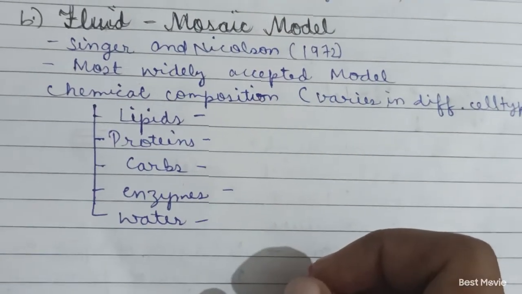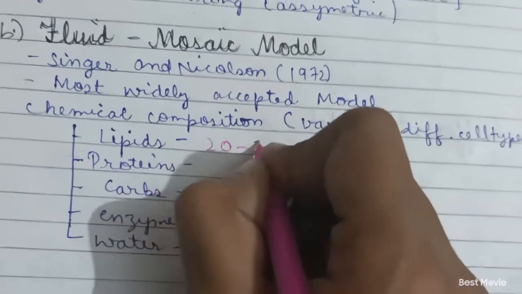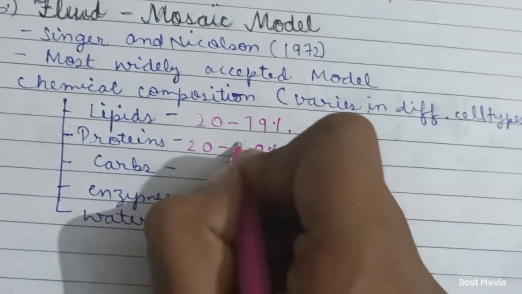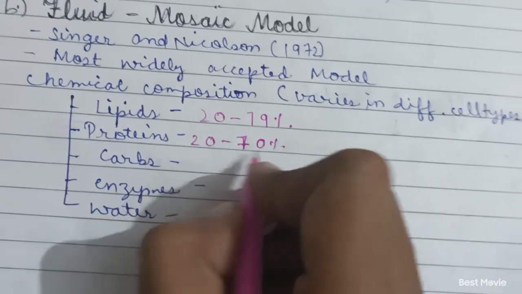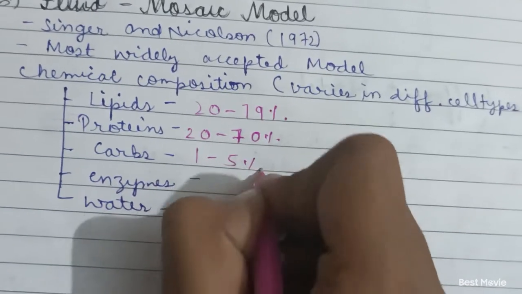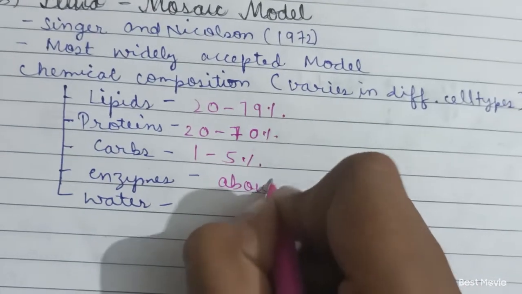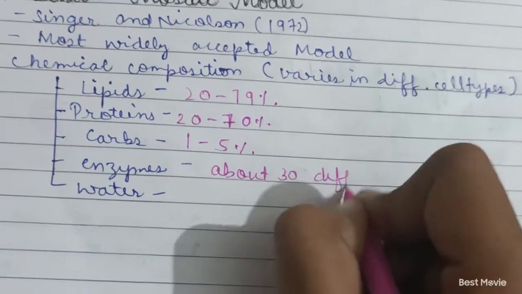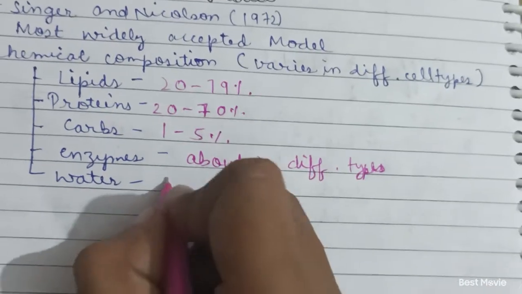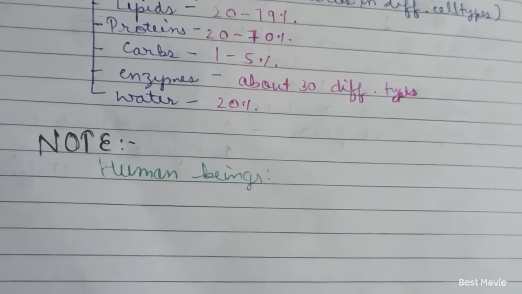So the composition of lipids in the plasma membrane, according to the fluid mosaic model, is around 20 to 79%. It varies according to the variation in cells. Now for protein, 20 to 70%, again varying with the cell. Then carbohydrates vary from 1% to 5%. There are about 30 different types of enzymes which compose the plasma membrane. Then water is around 20%. Then we have a plus point which is quite important.